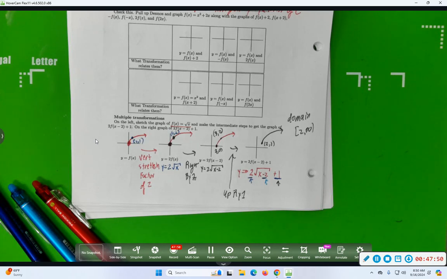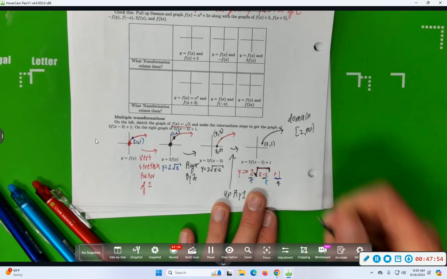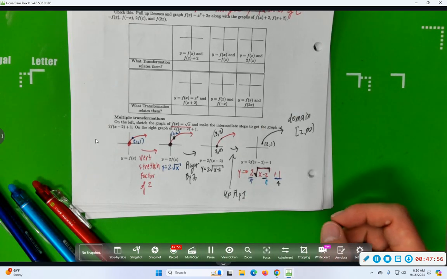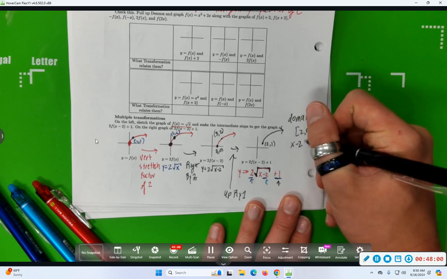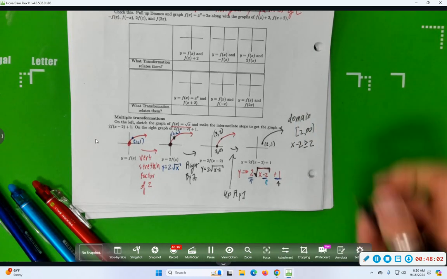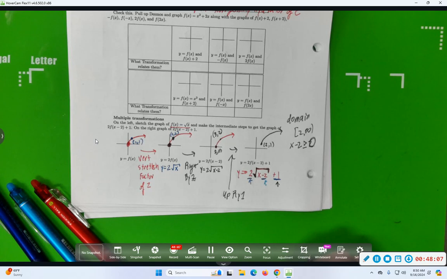Yeah. It looks like the only thing that restricts it is the square root. Because there's a square root, the thing under the square root needs to be non-negative, bigger than or equal to 0. Does that correspond to 2 to infinity? Nice. Then I'm happy.